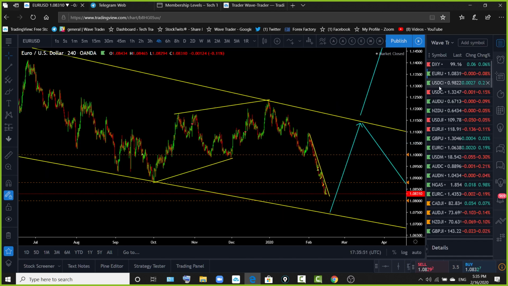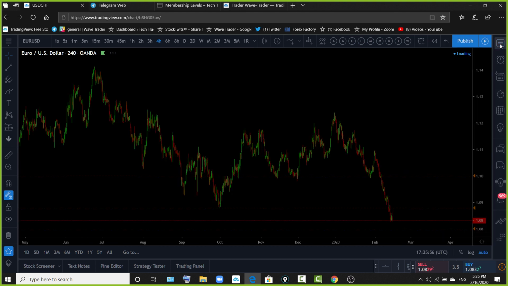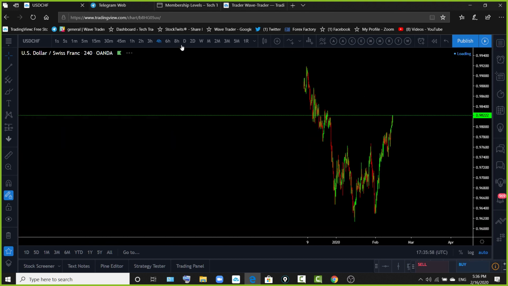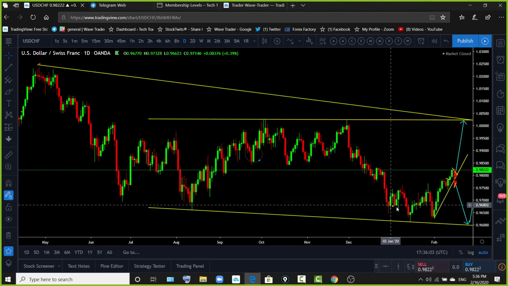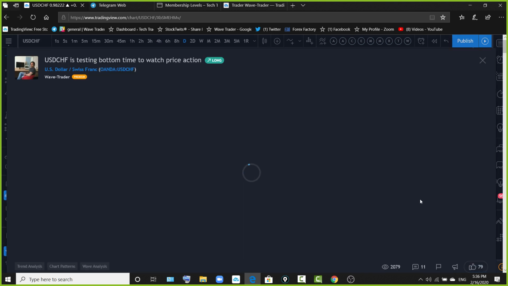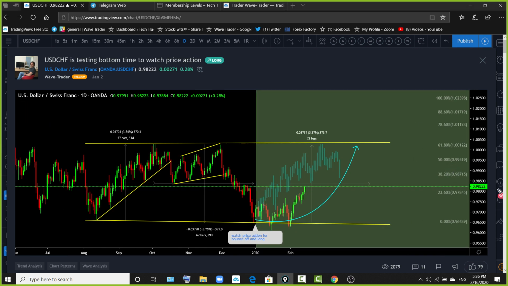So euro dollar and dollar chief. Dollar chief formed a correction and pushed higher. Let's look at the daily time frame. Price is pushing higher. We are currently neutral on this chart for the next week. We're going to make a decision based on the price action we see at the current price, and that's what I'm going to show you.